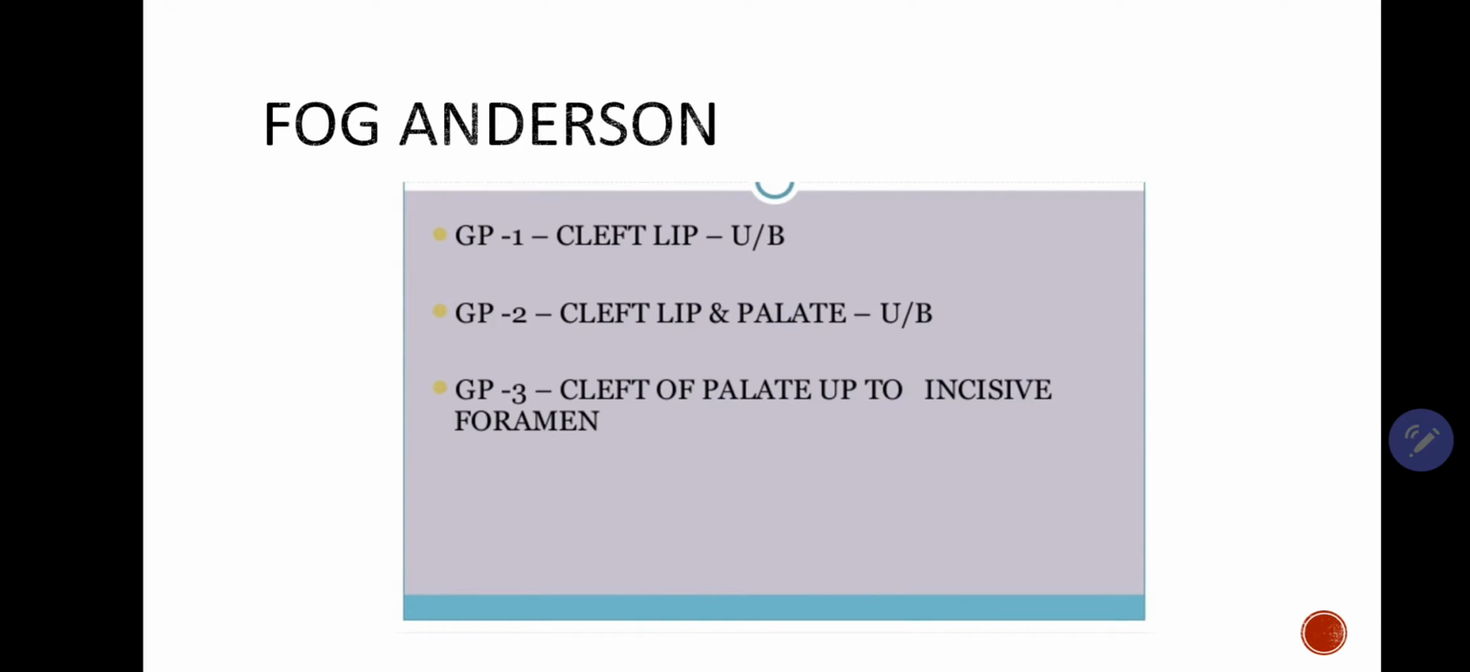So there are two other classifications which are not that important. They are the Fogh-Andersen classification. In this we again have three groups, group 1, group 2 and group 3. Group 1 represents the cleft lip, group 2 represents the cleft lip and palate, group 3 represents the cleft of palate up to the incisive foramen. So this is almost the same as the Davis and Ritchie classification. In group 1 for the Fogh-Andersen classification, you can see U by B. U is unilateral, B is bilateral, single as well as double.